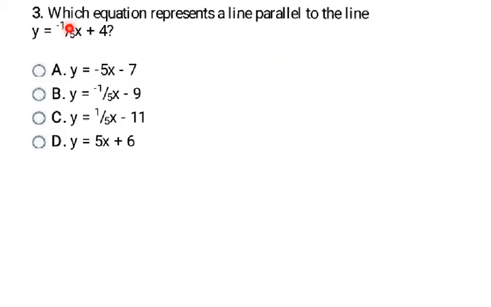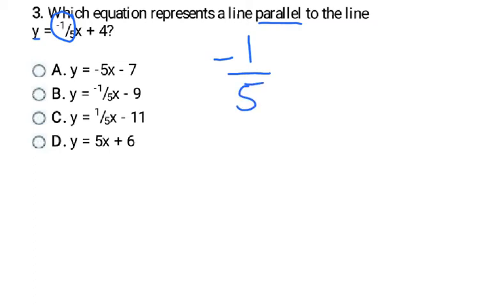Our next example says, which equation represents a line parallel to the line y equals -1/5 x plus 4? So once again, I need to identify the slope in my equation in the question. So that's pretty easy because it's already in that y equals form. So my slope in the question is -1/5.